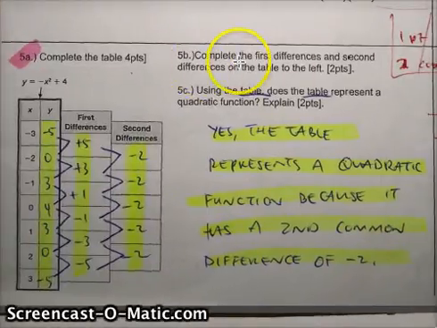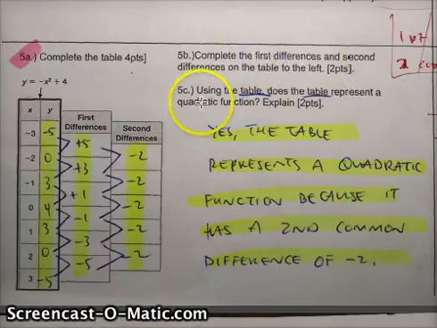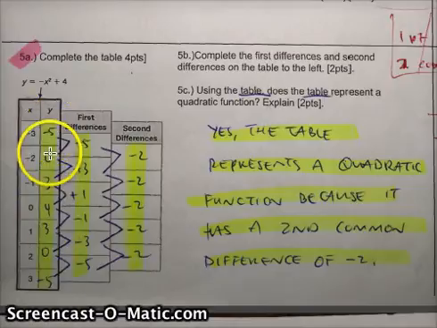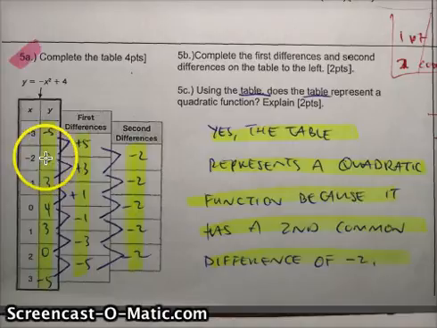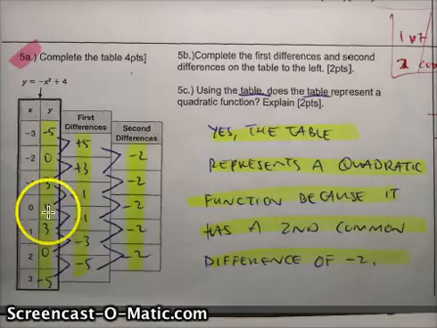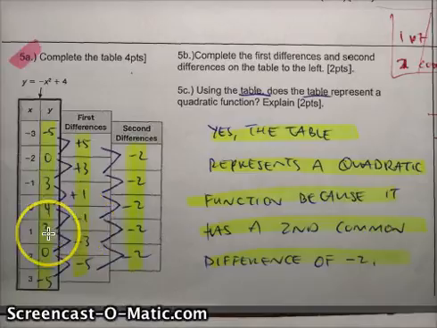5B, complete the first differences and the second differences on the table to the left. So remember, you're going down. So negative 5 to 0 means negative 5 plus 5 will equal 0. How do you go from 0 to 3? That's 0 plus 3 to get to that 3. How do you go from 4 to 3? You need to go 4 plus a negative 1, or 4 minus 1 gives you a 3. So here's my first differences.